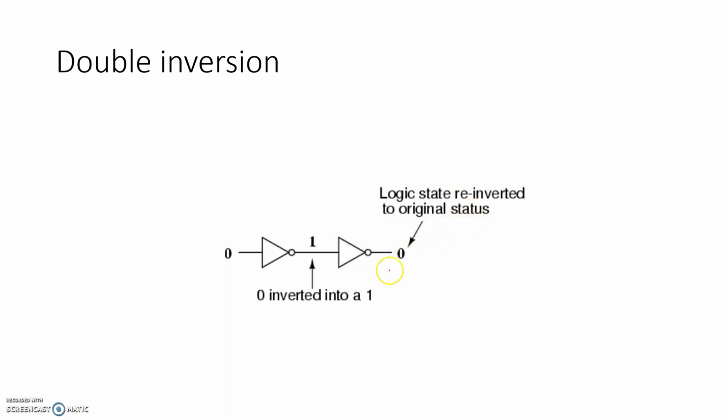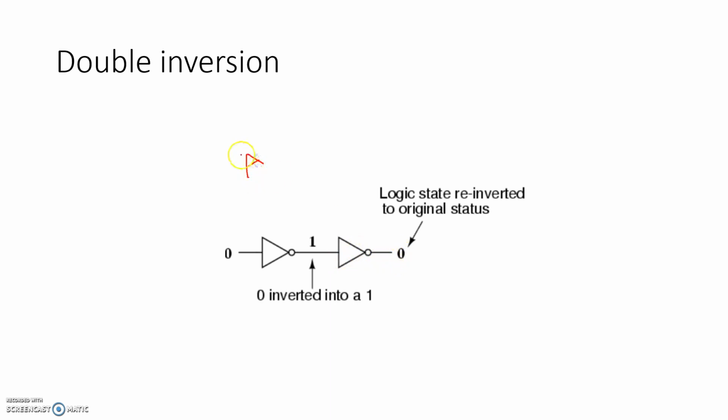The output of the second NOT gate is exactly the same as the first input. If you consider the first input as 1, after one inversion here you will get 0, then again 0 will be inverted, and at the output of the second NOT gate you will get 1. Whatever you provide as input to the first NOT gate, the same state you will get at the output of the second NOT gate, because two inversions are happening.